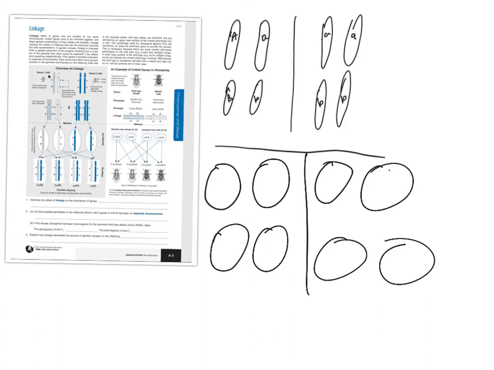And so what I would expect is that I could have big A going with big B. I could have one big A here, right? It's only one copy of a chromosome with a big A.